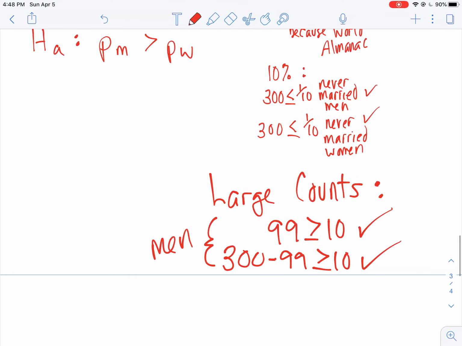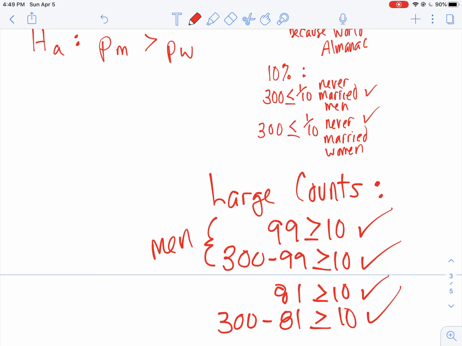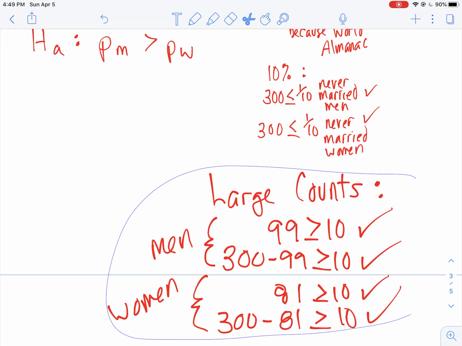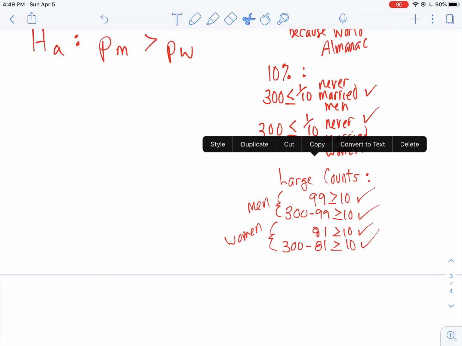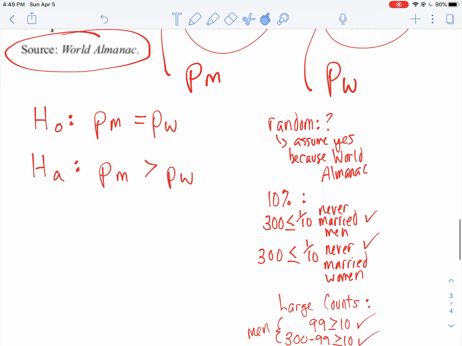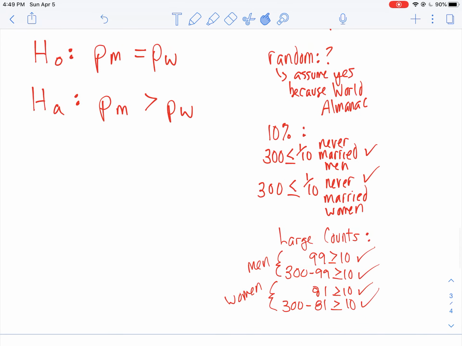And then let's check the women. All right, 81. Is that greater than 10? Certainly is, but we're not done. We also have to check to see that those who have been married, 300 minus 81, that's still greater than 10. We're in good shape. So again, the key is you have to check your conditions for both samples, and the samples are based on two different populations. You have to check it for both.